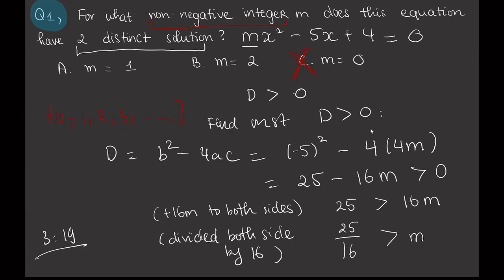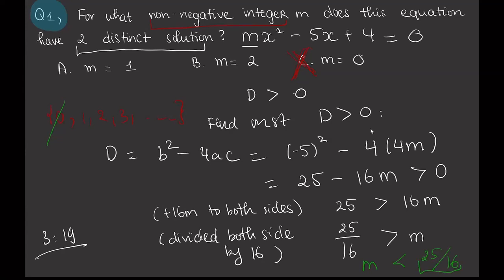Okay, and the set of m that we want has to be non-negative like this, but you already cross out 0, because if m is 0, the most number of solutions it can have is 1, so 0 is out. And now you see that m has to be smaller. This one is the same as m is smaller than 25 over 16.